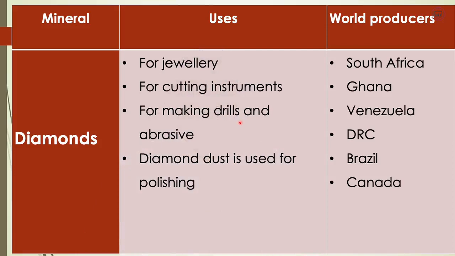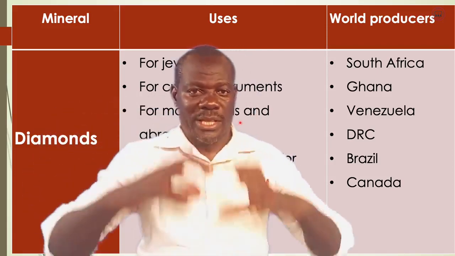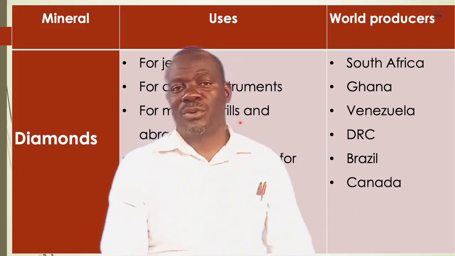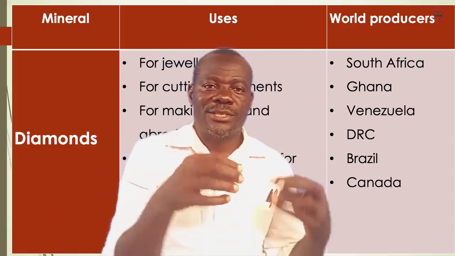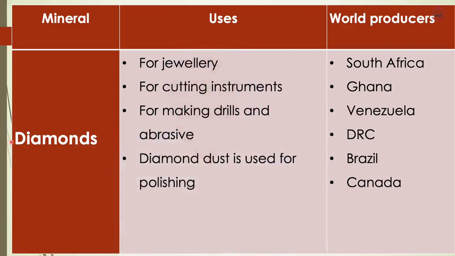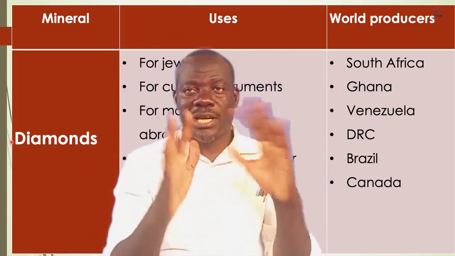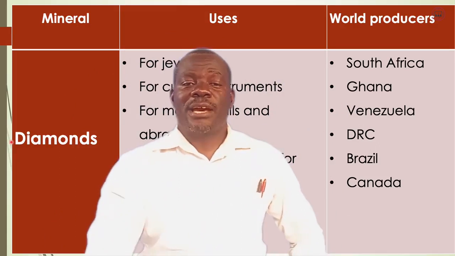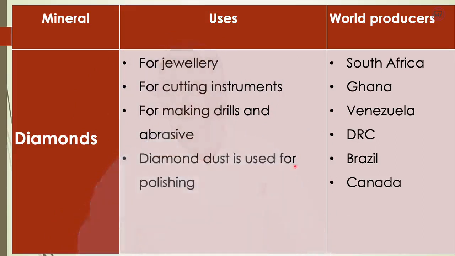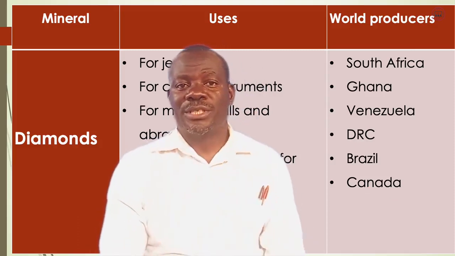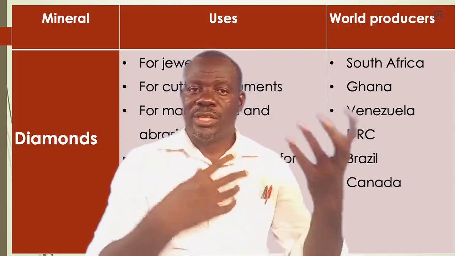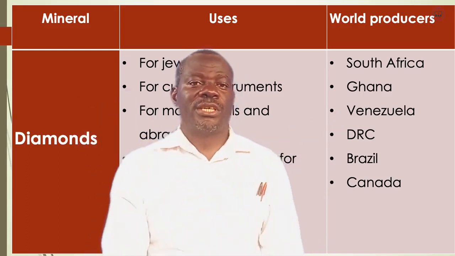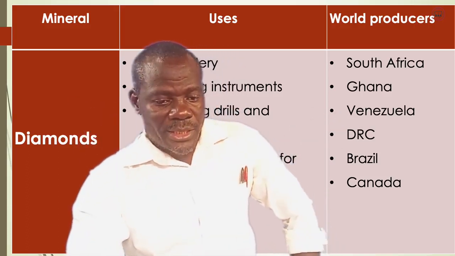And also for making drills, making holes. Those things are made of diamond, and because diamond is very hard, it is used for making drills and many other things. Diamond is also used for polishing other things so that they glitter and sparkle. Where does diamond come from? Which are the countries that produce diamond? There is South Africa, Ghana, Venezuela, DRC, Brazil, and Canada. These are the countries that produce diamond as a mineral. They produce it for the world, and the world uses it for whatever they want. Let us look at the next mineral.